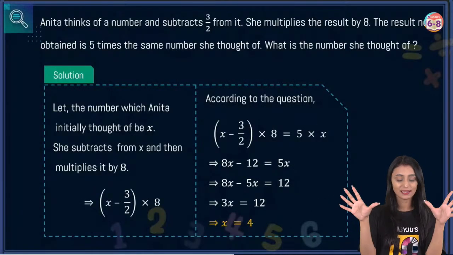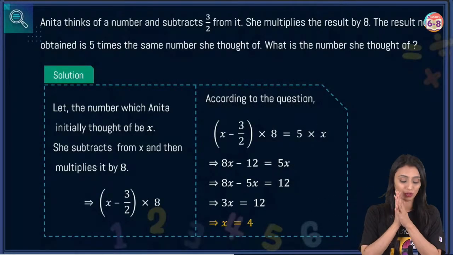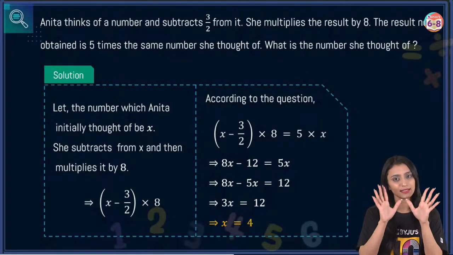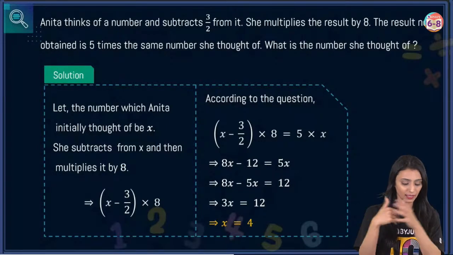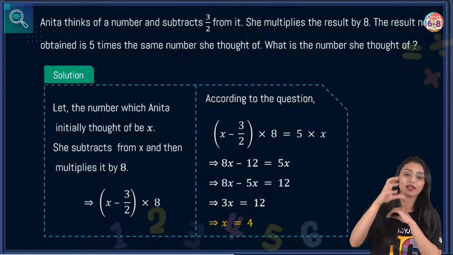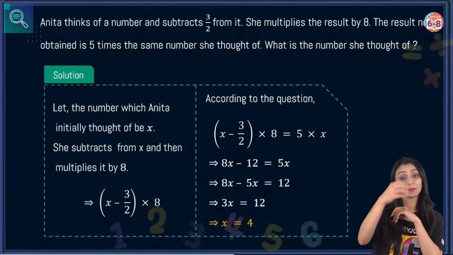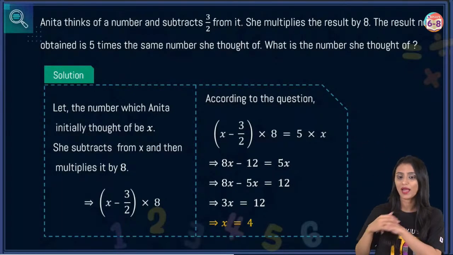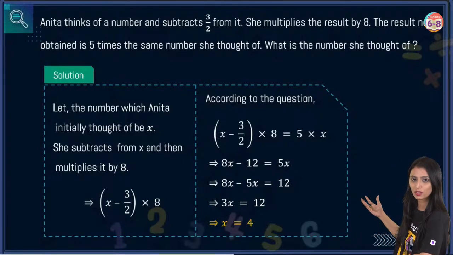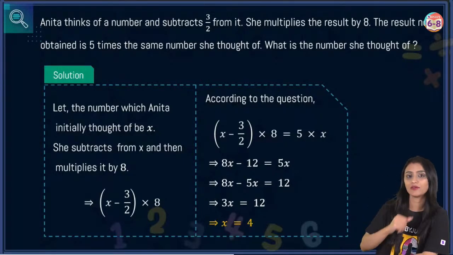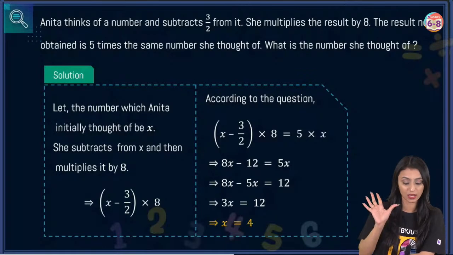Okay, let's start from here. What is the number she thought of? We don't know what that number is. Let's suppose Anita thought of a number that is x. Let's take that number x. Write along with me. You'll be able to understand that better then. Anita thinks of a number, that number is x, subtracts 3 by 2 from it. Just like it is mentioned in the question, we will go according to that. Let's subtract 3 by 2 from it. So, x minus 3 by 2, this is done.